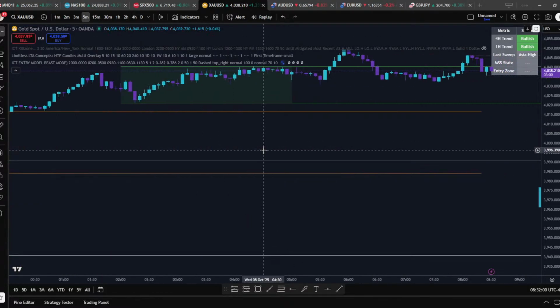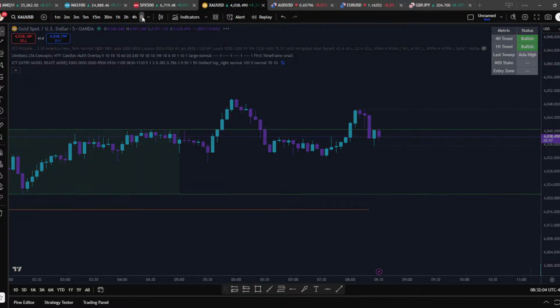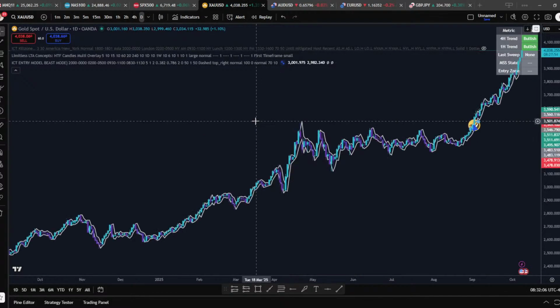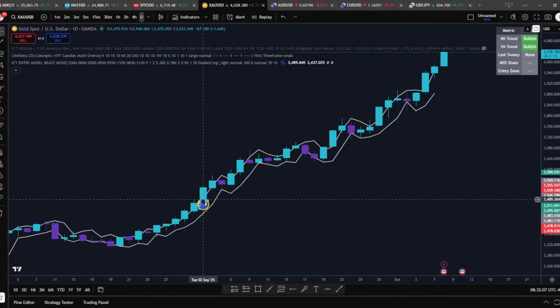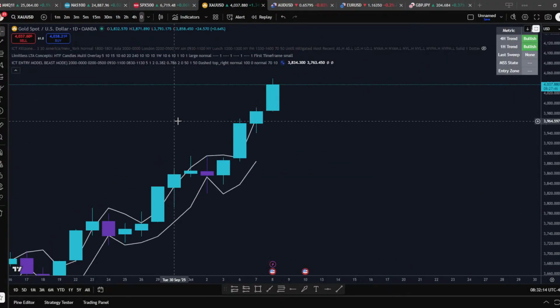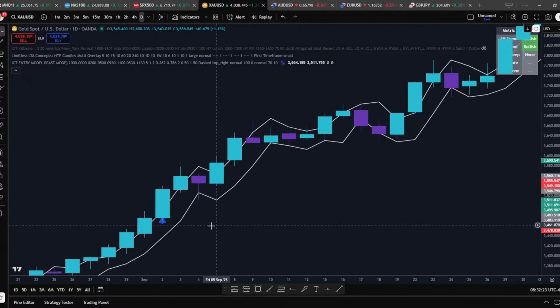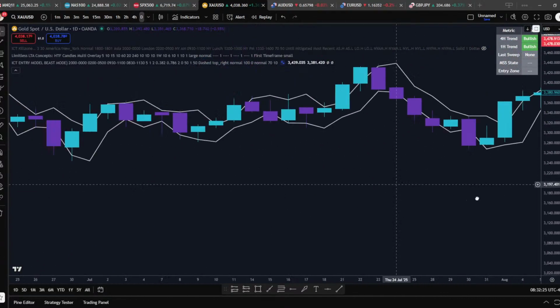I'm going to reset the chart. We're going to look at the daily. And look how overbought gold is. It's actually insane. Now, logically, if you were a logical person, you would say it's left the fair value gap here, so we have to come down. And that's what I've said multiple times throughout this entire move.